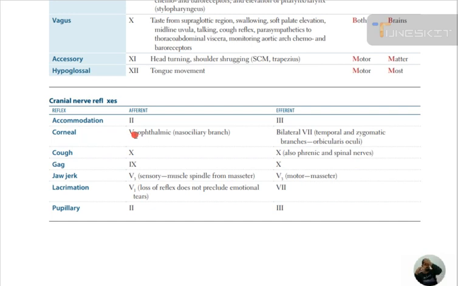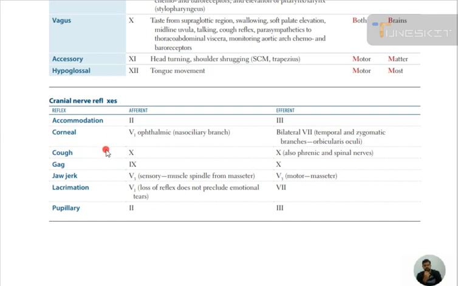The corneal reflex is related to the trigeminal nerve and receives its afferent from the first branch, which is ophthalmic, or the nasociliary branch of the trigeminal nerve, and effects via cranial nerve 7, temporal and zygomatic branches, and it supplies the orbicularis oculi.